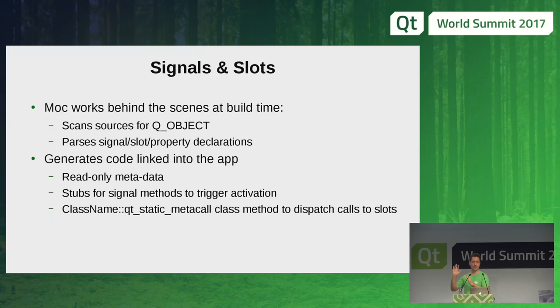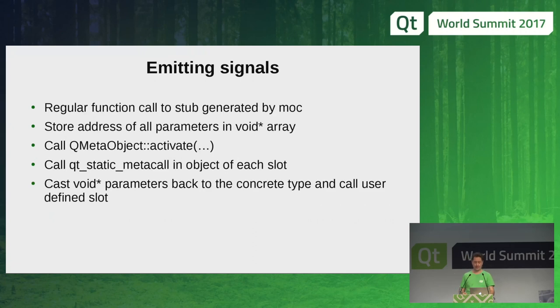So quick recap, signals and slots. We generate code behind the scenes. We look at what you declare and what you don't, and we generate data structures for it, and we generate stub code that knows how to call your functions, basically. And emitting a signal is really just a matter of calling a function that we have generated for you. And we avoid copying data, so it's really, really efficient. We don't take copies of all of the parameters, but we really just take the address and pass that on.